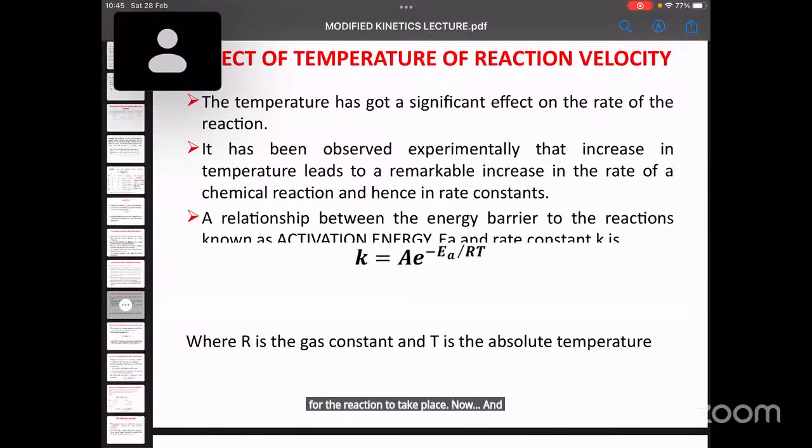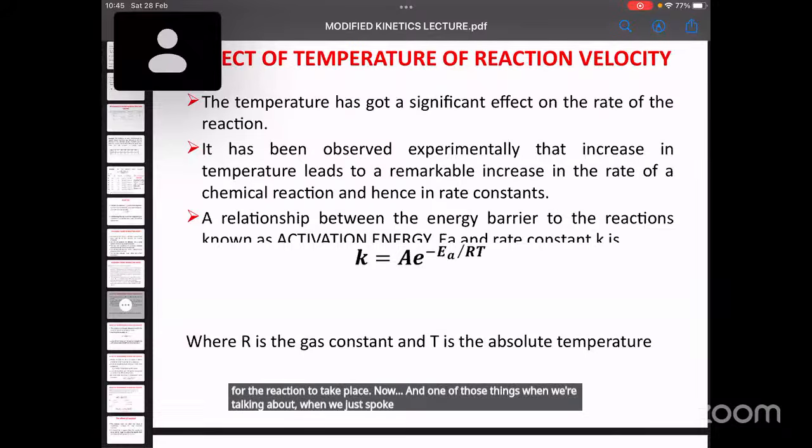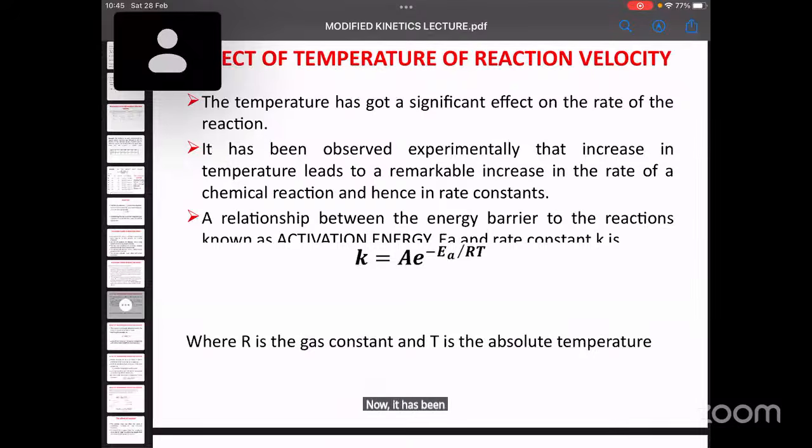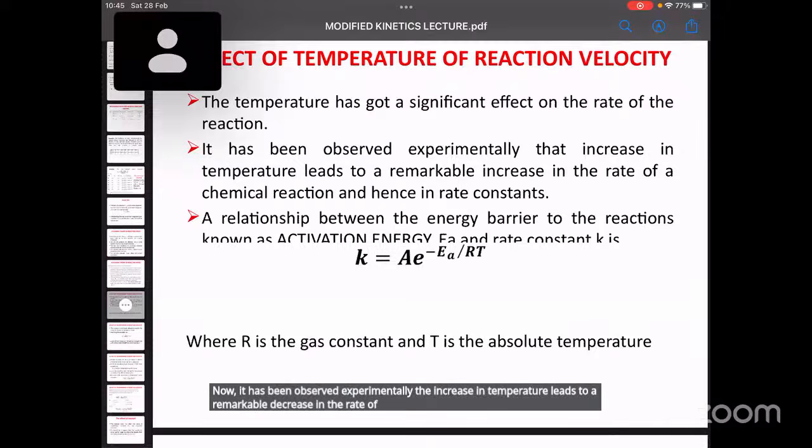One of those things, when we just spoke about kinetic energy, it means that the temperature is really important, because the kinetic energy more often than not will come from the temperature. That's why temperature has a significant effect on the rate of reaction. Now, it has been observed experimentally that an increase in temperature leads to a remarkable increase in the rate of chemical reaction. And again, the rate constant.